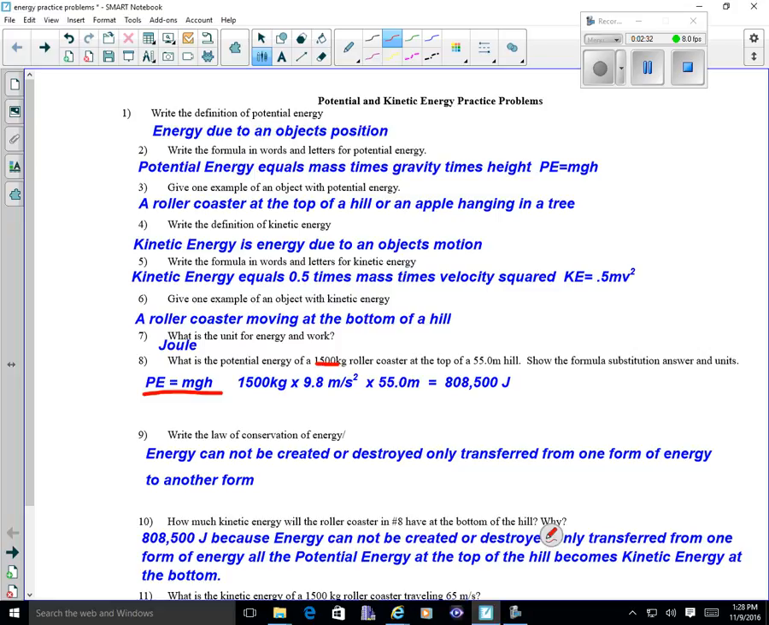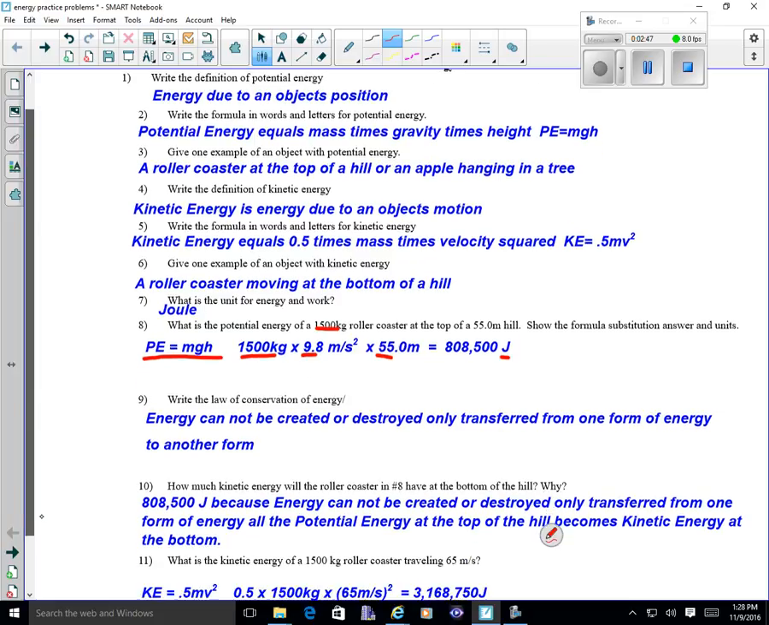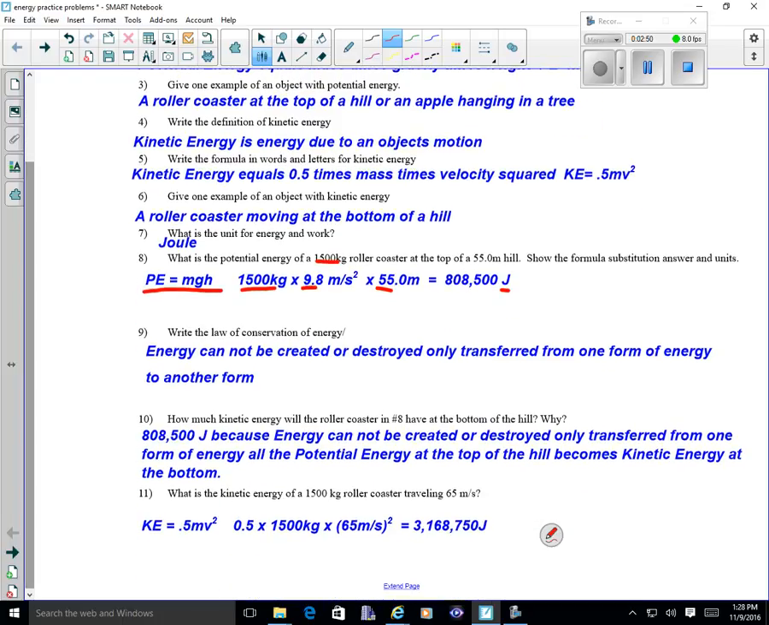Now, there's a law called the law of conservation of energy, and that just says that energy cannot be created or destroyed. It's always transferred from one form of energy to the other. And that means that all potential energy is somehow converted into kinetic energy or heat. So if I wanted to know on number 10 how much kinetic energy the roller coaster in number 8 would have at the bottom of the hill, it would still have 808,500 joules, because energy cannot be created or destroyed, only transferred. So all the potential energy at the top becomes kinetic energy at the bottom.